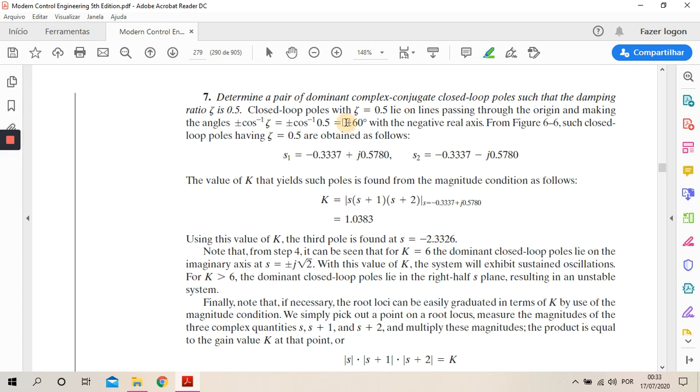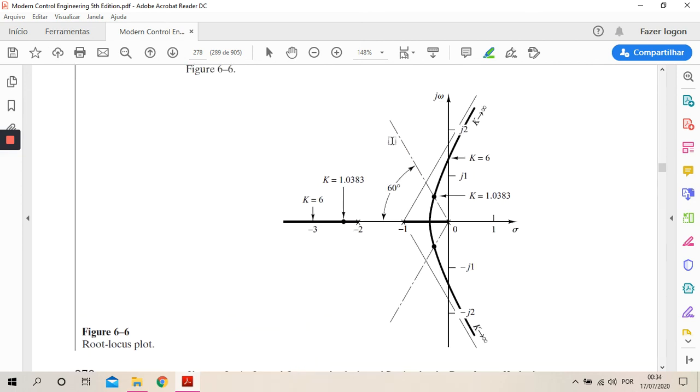From figure 6.6, such closed loop poles having ζ equal to 0.5 are obtained as follows. Okay, we are going to see where in the graph we have these angles of positive and negative 60 degrees. Oh, they are here. This line is here, and this line here, and they are going to cross the root locus at the gain k equal to 1.0383.